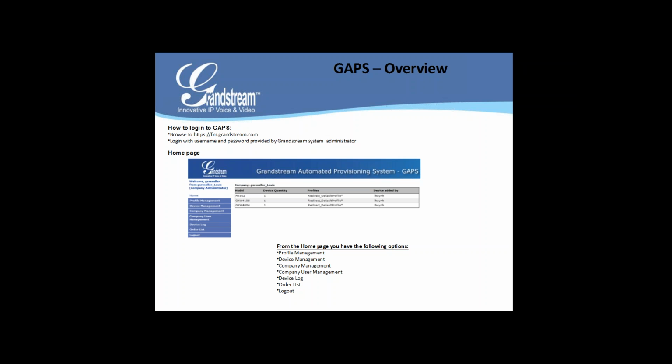On the left-hand side, you'll see all the links you can have: profile management, device management, company user management, device log, which I believe will allow you to see what devices are accessing GAPS and pulling down configurations and so forth.